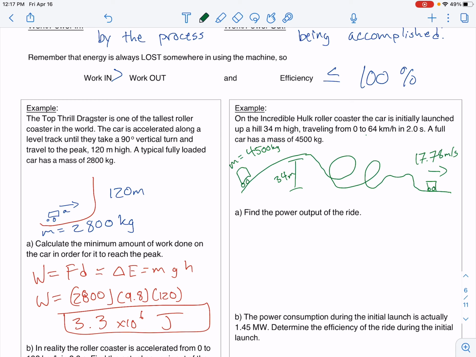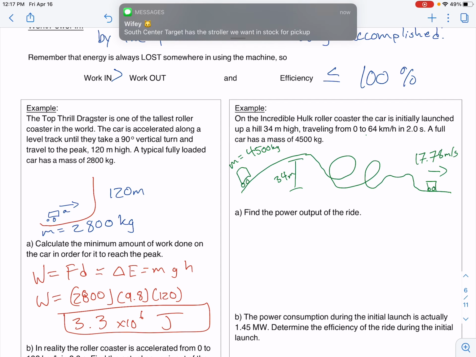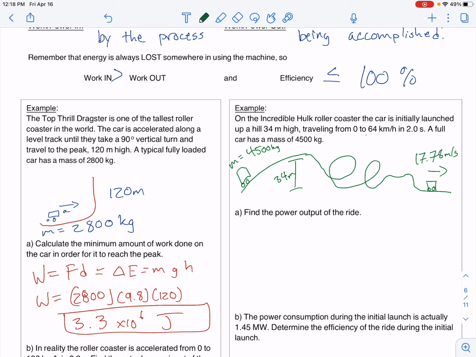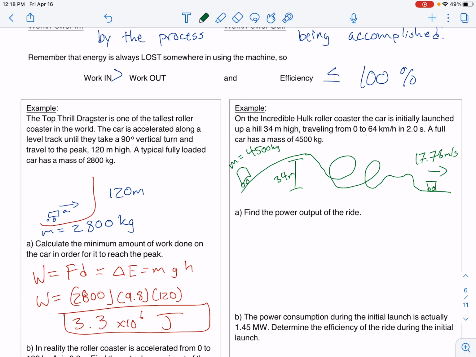All right, so I have my track. Again, you could really draw this however you wanted. The key thing is that the max height is 34 meters. All right, so now I want to find the power output of the ride. First step is I need to find how much work came out. For my work, I'm looking for my change in energy.